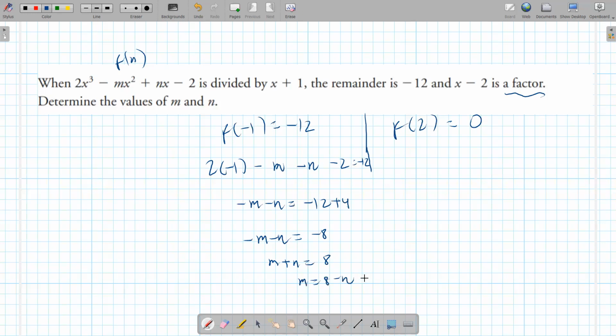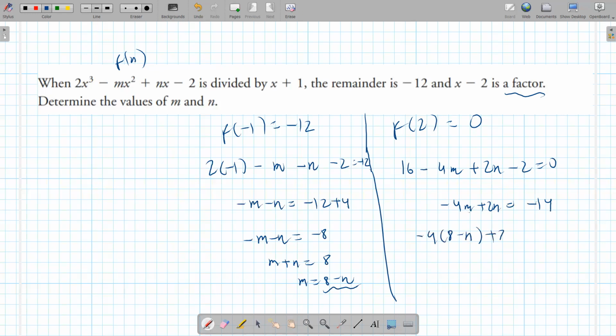And m is 8 minus n. And we're going to get another equation out of this. So that's going to be 2 times 8, 16 minus 4m plus 2n minus 2 equals 0. So this means minus 4m plus 2n equals 2 minus 16, -14. And you can just plug this in here as m. Minus 4 times 8 minus n. Are you following this? This is just substitution elimination. And once you have the n value, you can plug it in there to find the m value. I'm just rushing through this because this is pretty simple stuff. n is 3, so that means m is 5, and you're done.